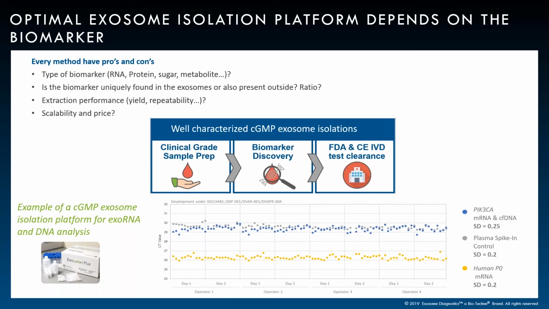So basically, it's important to understand the type of biomarker. Are you looking at an RNA molecule? Are you looking at a protein? Are you looking at a sugar, etc.? Is the biomarker that you're looking at uniquely found in the exosomes, or is it present as a ratio with some of it outside of the exosomes? Because with that understanding, you can then develop your isolation method to take care of those issues with co-isolating non-vesicle biomarkers.